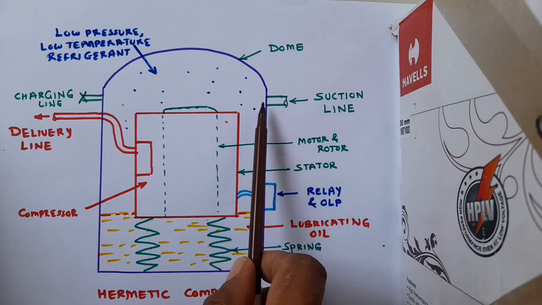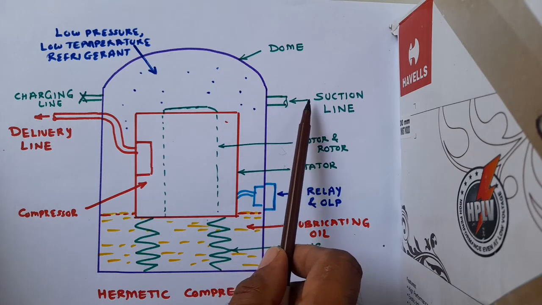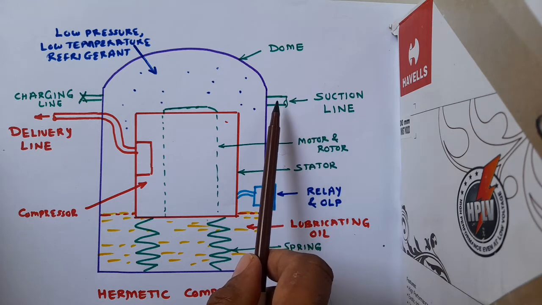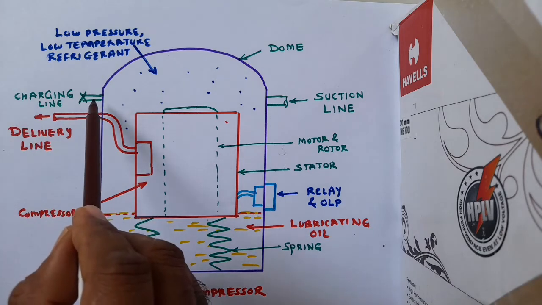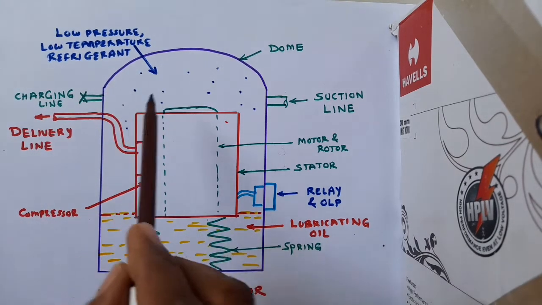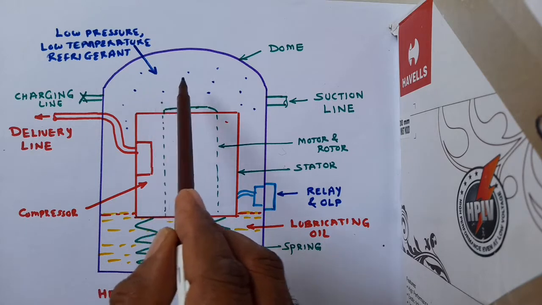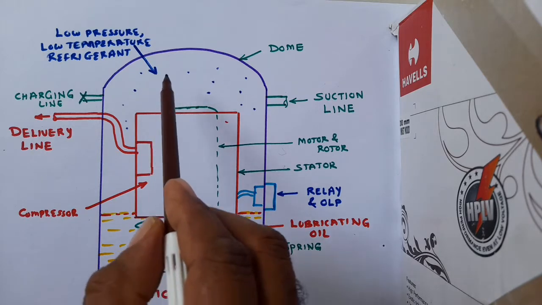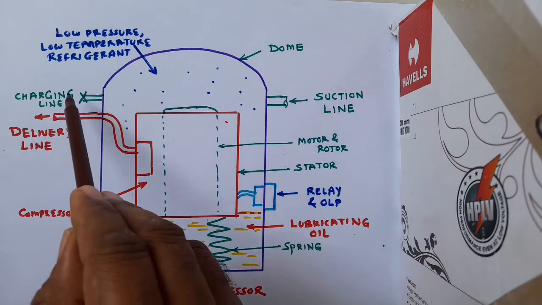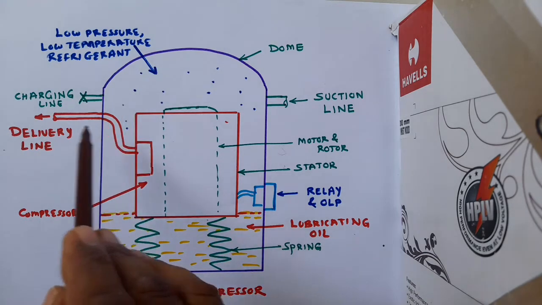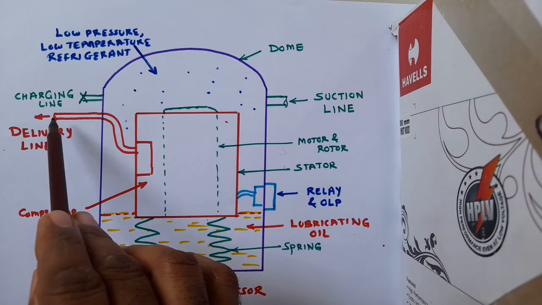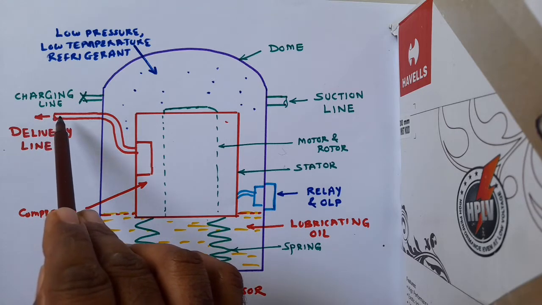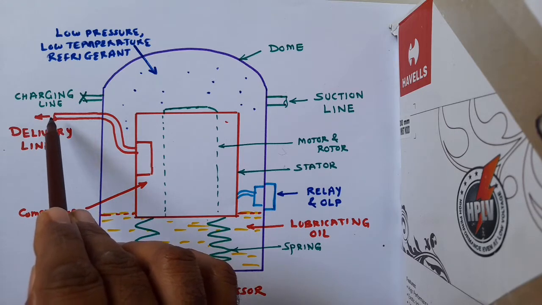There is an opening here which communicates to the evaporator. It's called suction line, and then there is a charging line here. Through this, the refrigerant can be charged whenever the refrigerant quantity inside the system reduces, it can be charged from outside. Then there is a delivery line through which the refrigerant at high pressure and high temperature is given to the condenser.